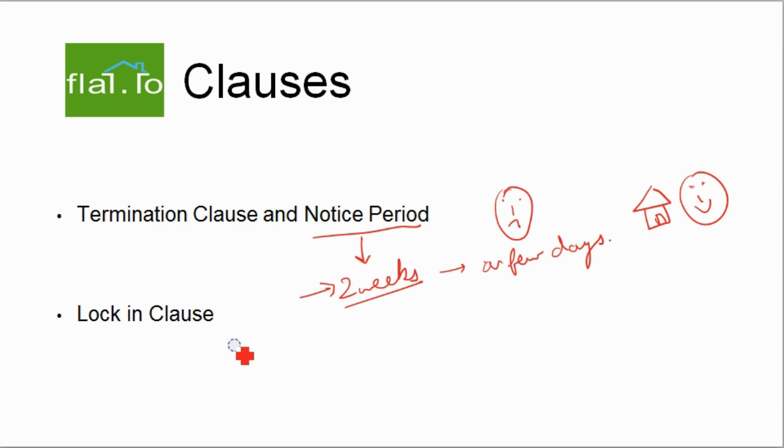Next comes the lock-in clause. This clause protects the landlord from losing money if you choose to vacate the house before the completion of the duration mentioned in the agreement. So even if you leave the house before the agreement completion, you will have to pay the complete rent for the complete duration. So the landlord is happy.